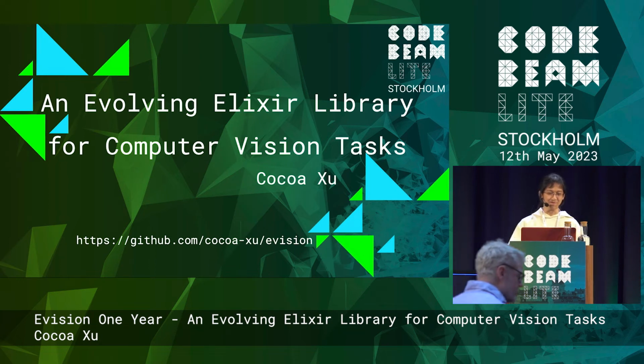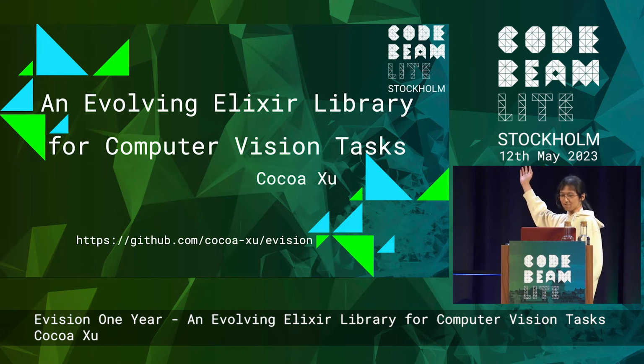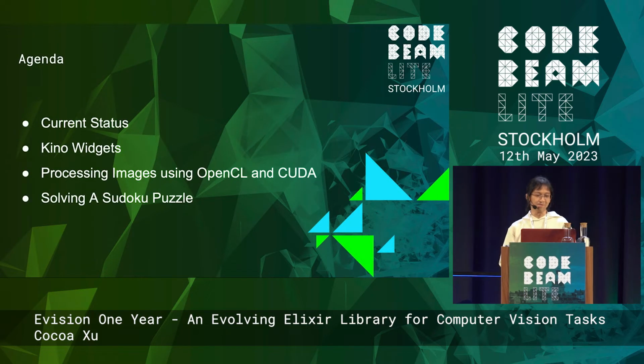Good afternoon, everyone. My topic today involves an Elixir library for computer vision tasks. This is the GitHub repo for the library. It's called Evision. The agenda for today is, I'll talk about the current status from last year, then I'll mention the Kino widgets that I have developed in the last year for this Evision library, and then I'll briefly mention how we process images using OpenCL and CUDA with this library. Then we'll go through an interesting example solving a Sudoku puzzle, and that's basically what I have for today.